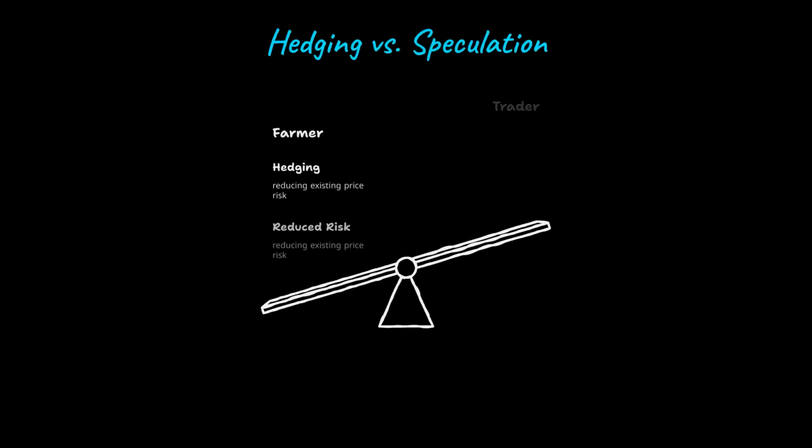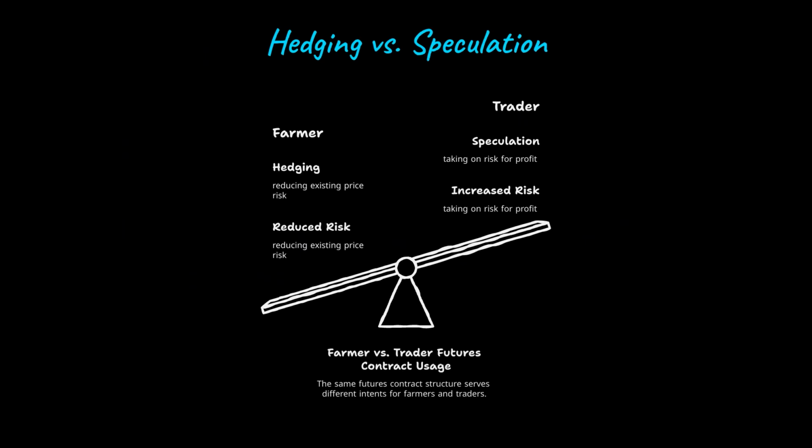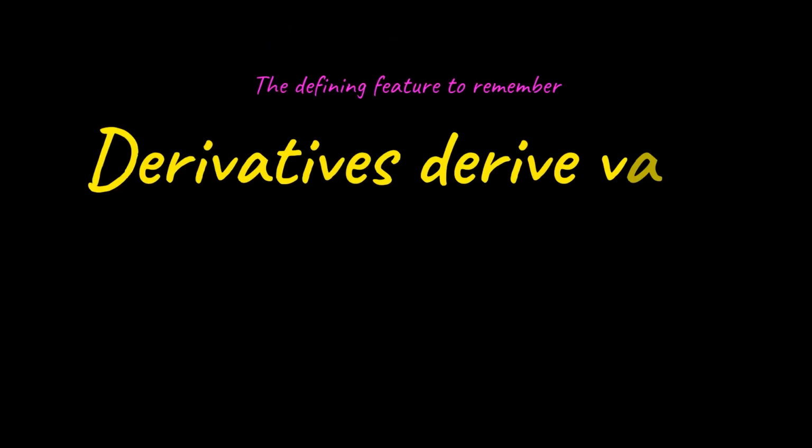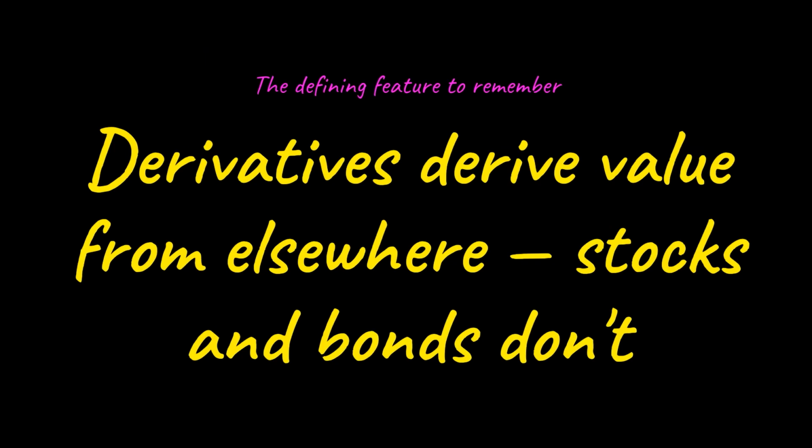The same derivative contract can serve opposite purposes. A farmer locking in a corn price through futures is hedging, reducing risk. A trader buying oil futures expecting a price rise is speculating, taking on risk for profit. The contract structure is identical, only the intent differs. The key distinction is this: derivatives are contracts whose value is borrowed from an underlying asset, while stocks and bonds are direct claims on companies or governments. Spotting that dependence on an underlying is usually all you need to identify a derivative.